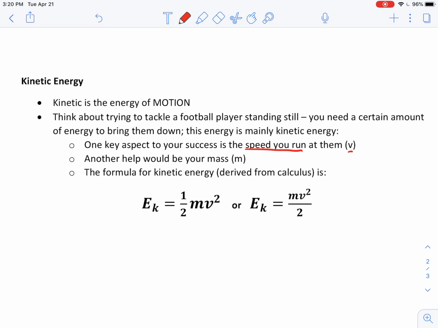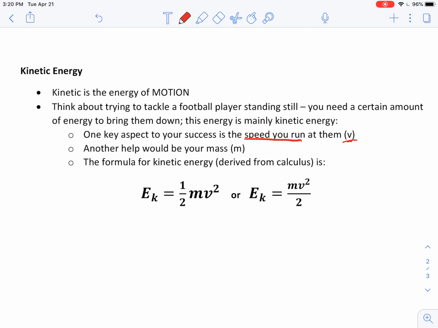Another help is going to be your mass. Having a heavier mass is going to be able to take down the football player a lot easier than a lighter mass. Think about your sister who is 5 years old. If she's trying to run at this football player, and you are in grade 10, you're probably going to be a lot heavier than your sister. Your sister is going to have a harder time taking down that football player than you are.